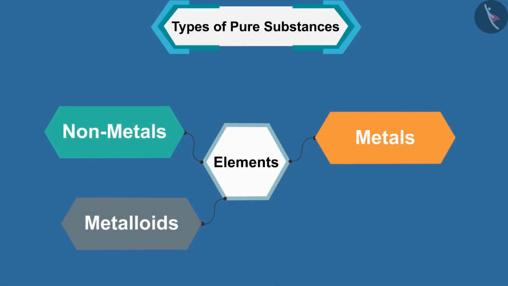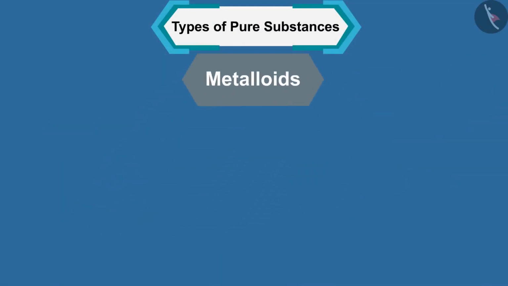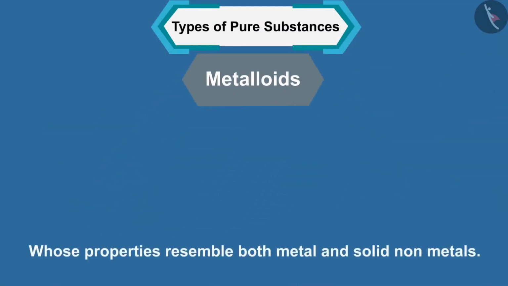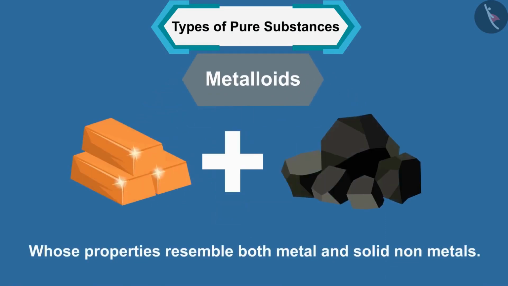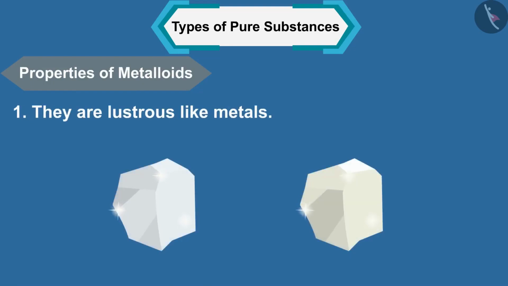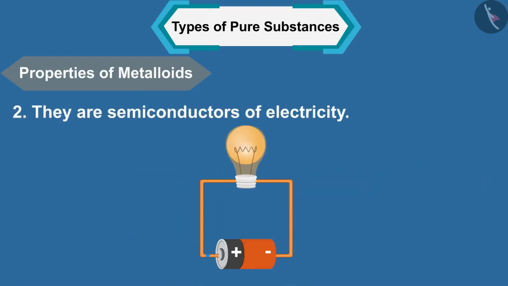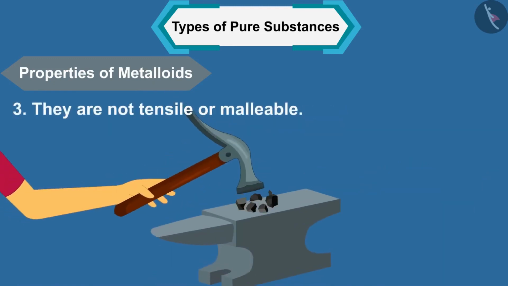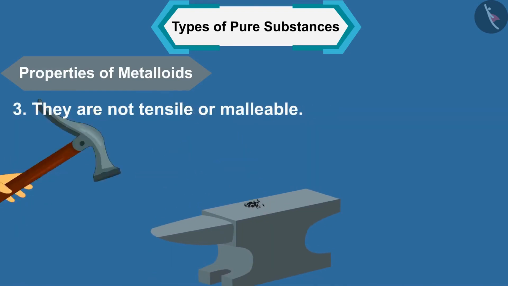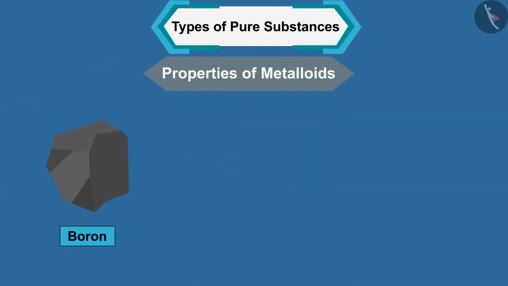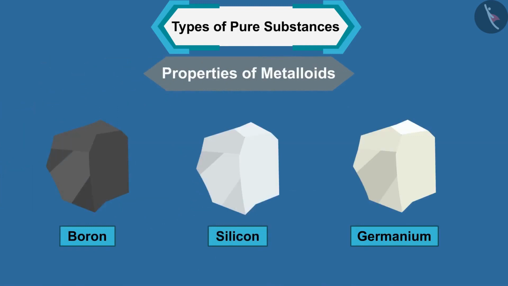And finally, metalloids are substances whose properties resemble both metals and solid non-metals. They are lustrous like metals. They are semiconductors of electricity. They are not tensile or malleable. Boron, silicon, germanium, etc. are examples of metalloids.